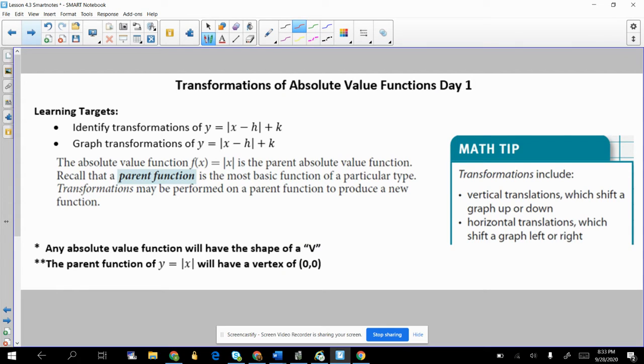So it says here the learning targets, which we just talked about, and then it says the absolute function f of x equals the absolute value of x is the parent absolute value function. So hopefully you've heard of this before, but recall that a parent function is the most basic function of a particular type, and then transformations may be performed on a parent function to produce a new function. So actually, the parent function of an absolute value function looks like this.